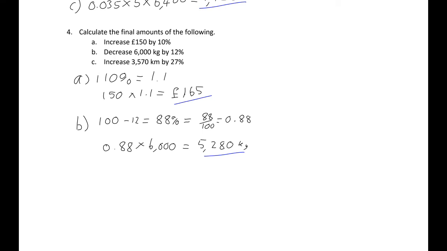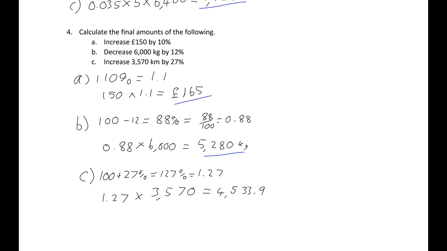And then finally, part C, we are increasing 3,570 kilometers by 27%. So we have the original 100% and an extra 27%. So that's 127%, and that equals 1.27. So we do 1.27 times by 3,570, and what that gives us is 4,533.9 kilometers. And that's it.